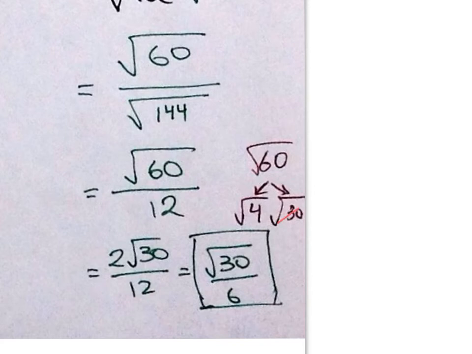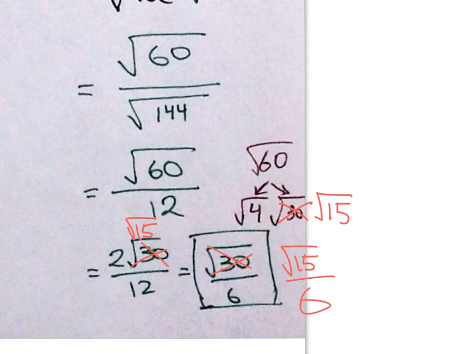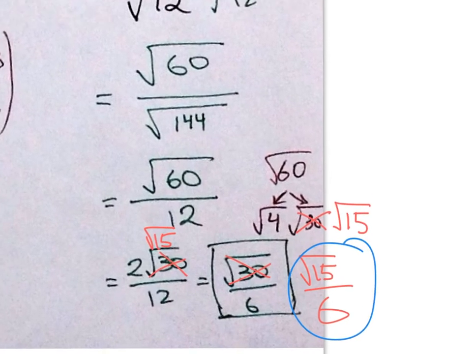This is 4 times 15. Shame on me. 15, and so this would be root 15 over 6. Let's see if I got that other part right. 4 times 15 is 60, square root 4 is 2, and 2 over 12 simplifies to 1 over 6. Okay. A little early, I guess.